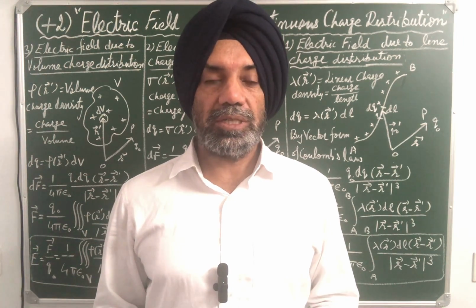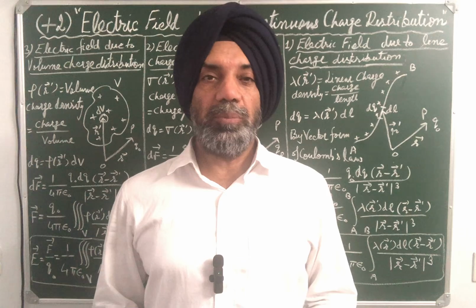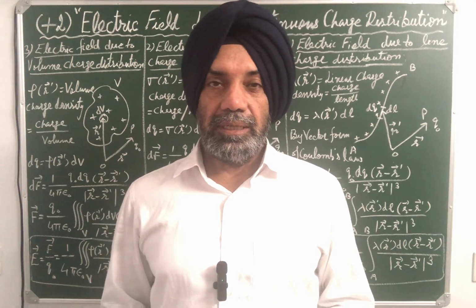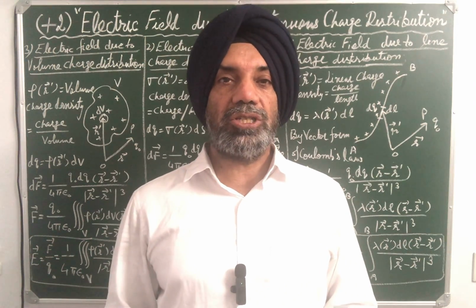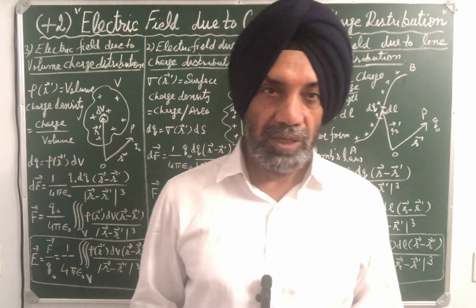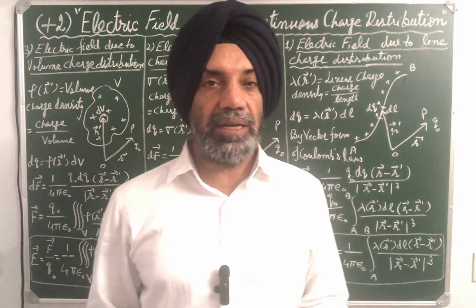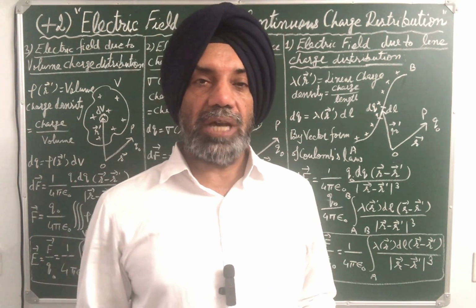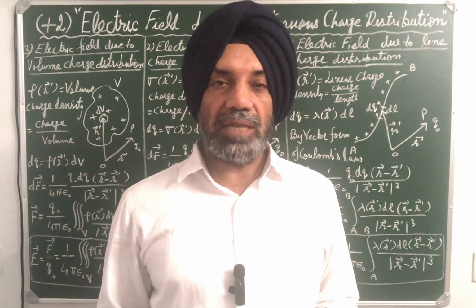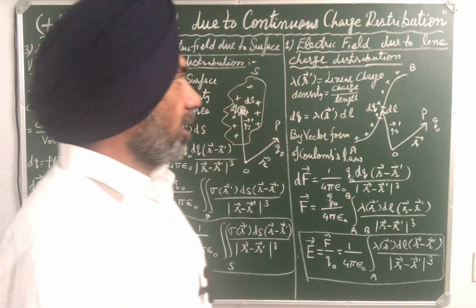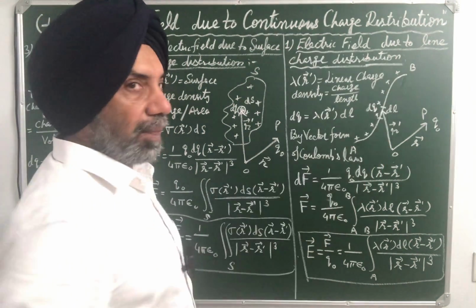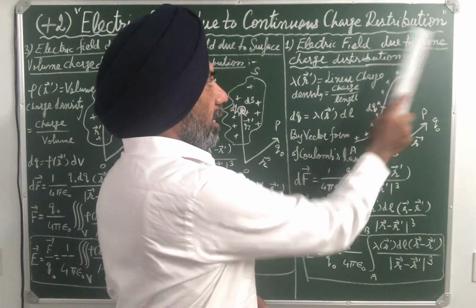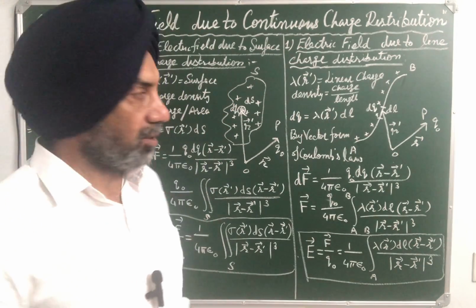Today I am going to discuss a very important topic known as electric field due to a continuous charge distribution. So we will find the expression for electric field due to a continuous charge distribution. Continuous charge distribution is of three types. Number one, line charge distribution. So we have to find electric field due to a line charge distribution.